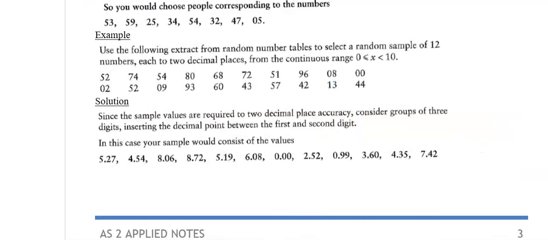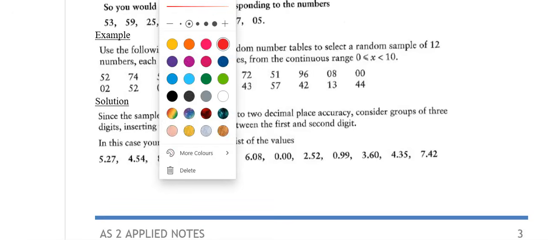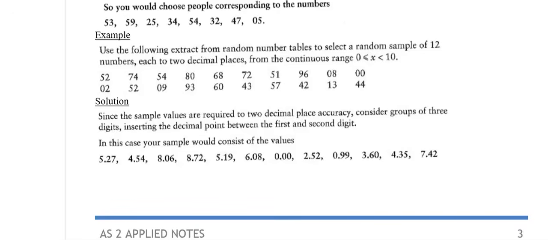Okay, our last example is a little bit different. It says use the following extract from random number tables to select a random sample of 12 numbers, each to 2 decimal places, from the continuous range 0 is less than or equal to x is less than 10. Right, so we think about what they're actually saying here. We want a random sample of numbers which are between 0 and 10. So if you think about just picking a random one, it has to be to 2 decimal places, like 1.49 would be an example. Another one would be 8.75.